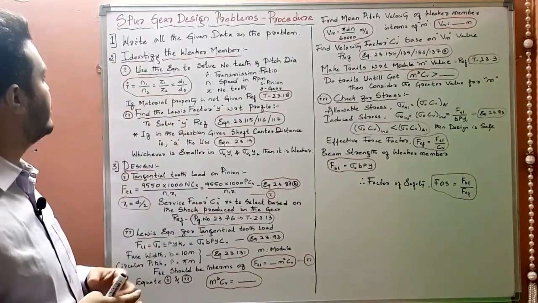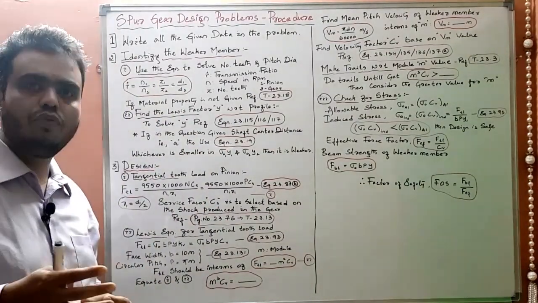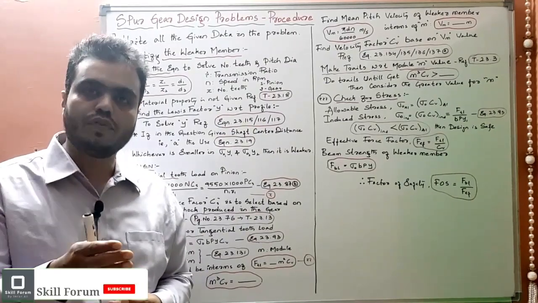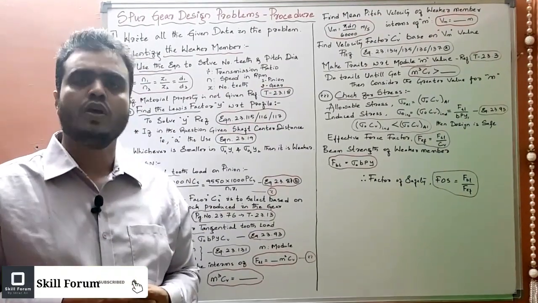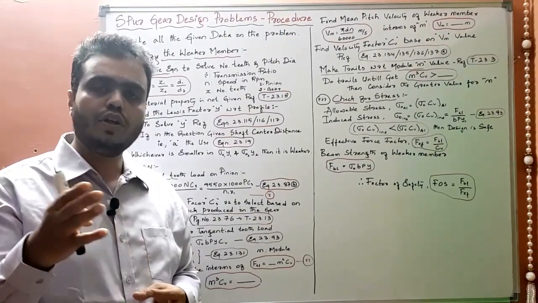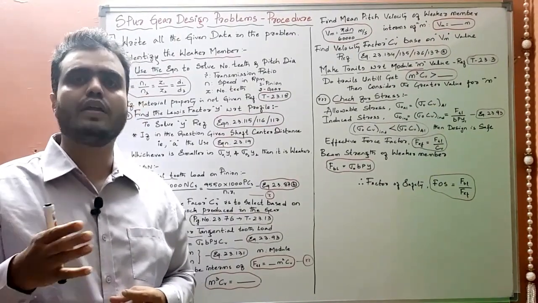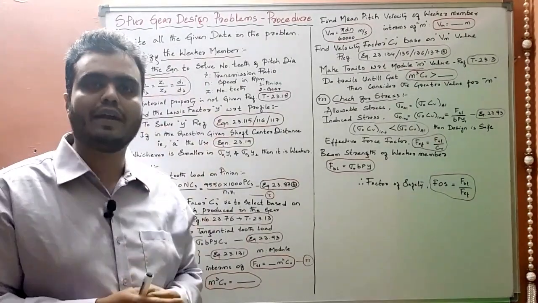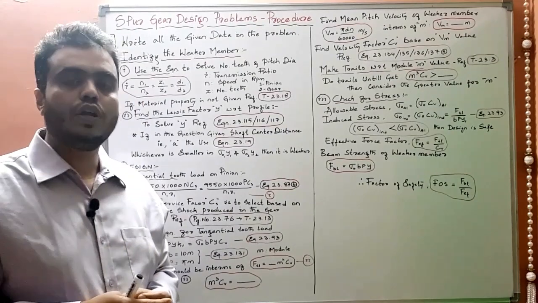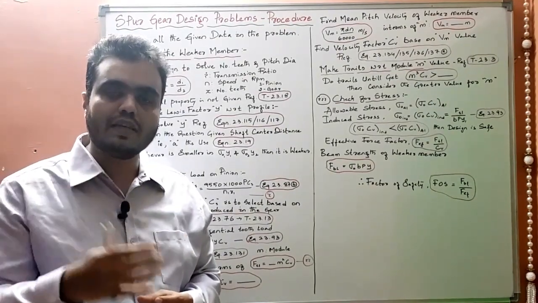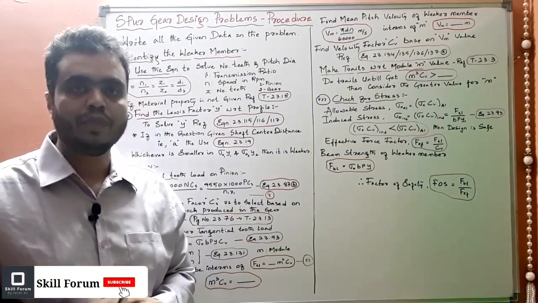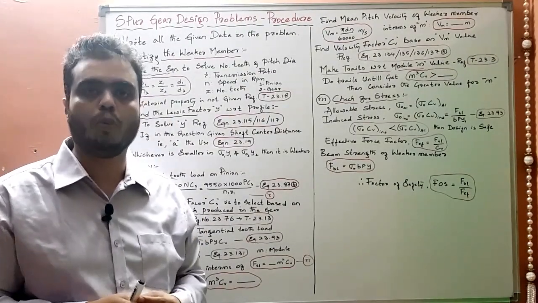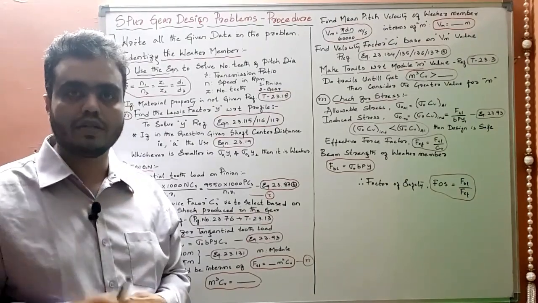Usually many students get confused when solving design problems. So what you need to do is write all the data given in the question. First you need to write the proper data, and then find out what are all the things you need to analyze. So the first step is to write all the data given in the problem. You need to write it properly, that is the main thing.